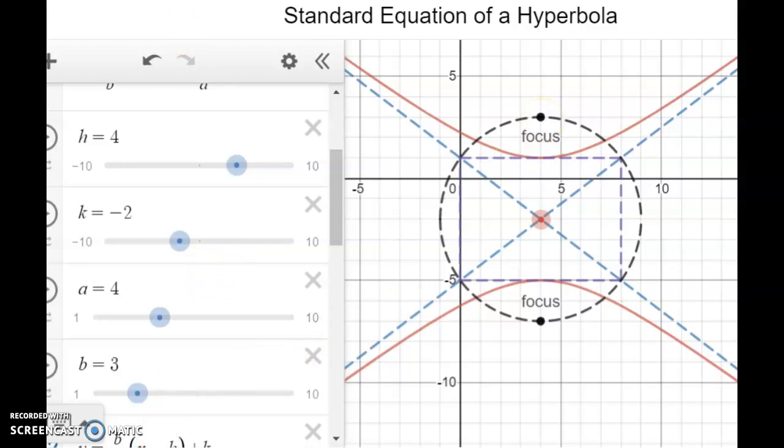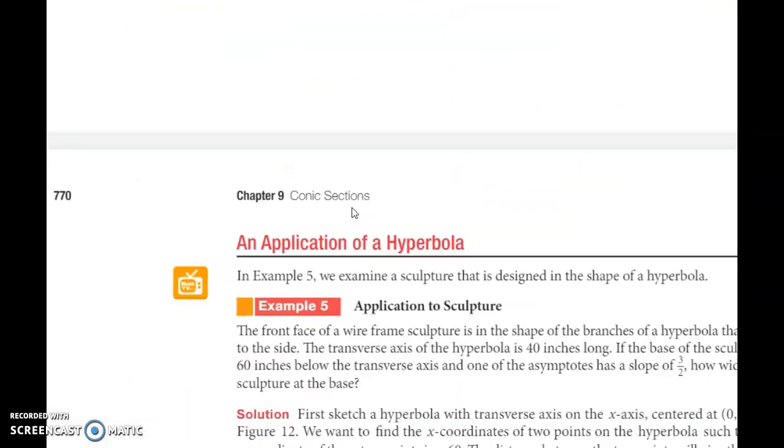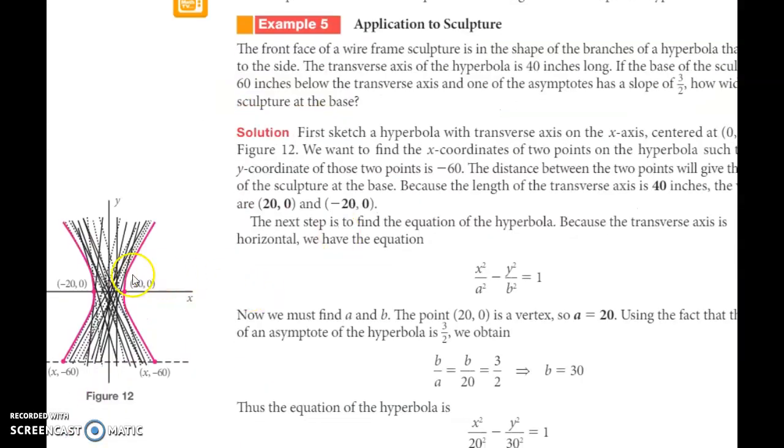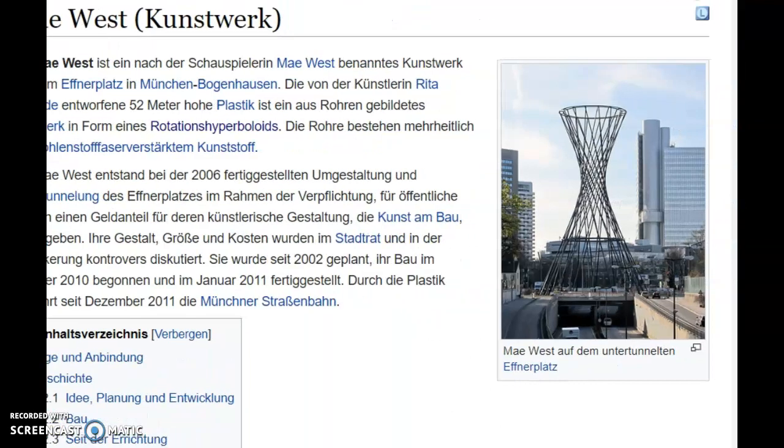So as I said, that's pretty slick. All right. Here they have more examples coming up. And then they actually do have an application here, application to sculpture. And I actually did find this one here. I had it in my German video that I posted for fun earlier.